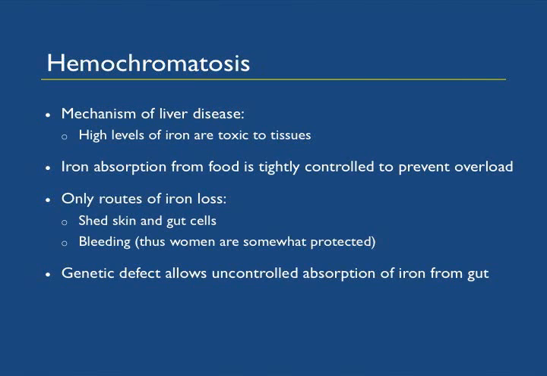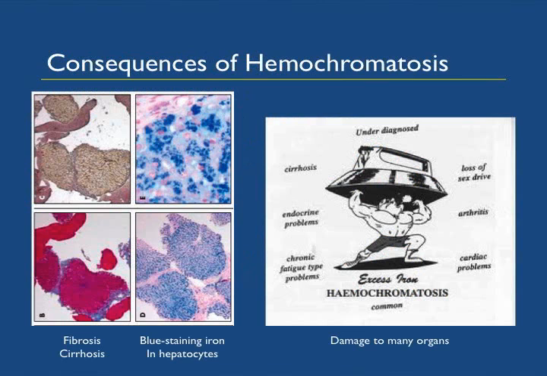The genetic defect allows uncontrolled absorption of iron from the gut, thus leading to overload. The next slide shows some of the consequences of hemochromatosis. There are 4 histologic pictures on the left side of the slide. The two panels on the left, upper and lower, show liver biopsies from a patient with cirrhosis. You see nodules of liver cells surrounded by brown or blue material, which is the collagen or the scar tissue.